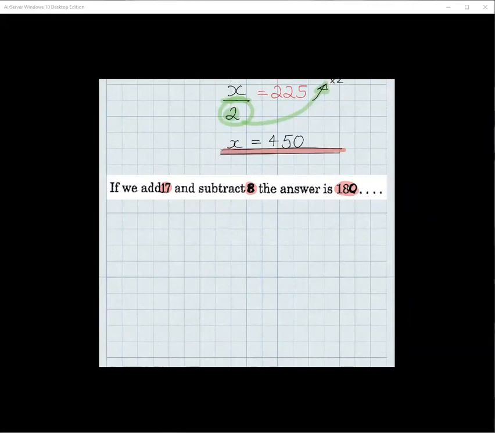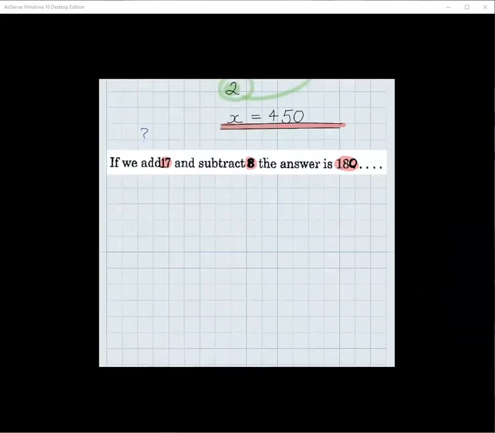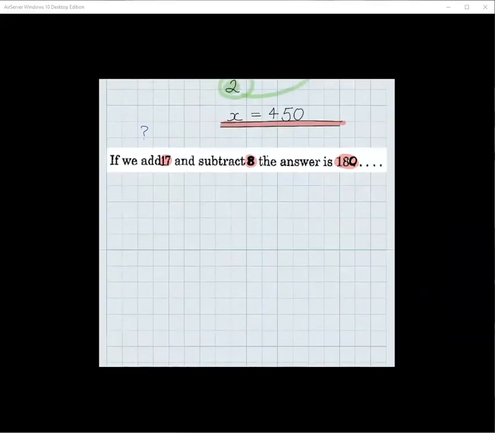Okay, so Mr. Ibrahim, read the question for me, please, now. If we add 17 and subtract 8, the answer is 180. So what are we adding the 17 to? What should we call it? X. We call it X. Fantastic. We're going to start with the X, so then we're going to add 17. Is that right? Yes. And then what are we going to do next? We're going to subtract 8. And what's the answer going to give us? 180. There we go. So we're changing the English into maths.